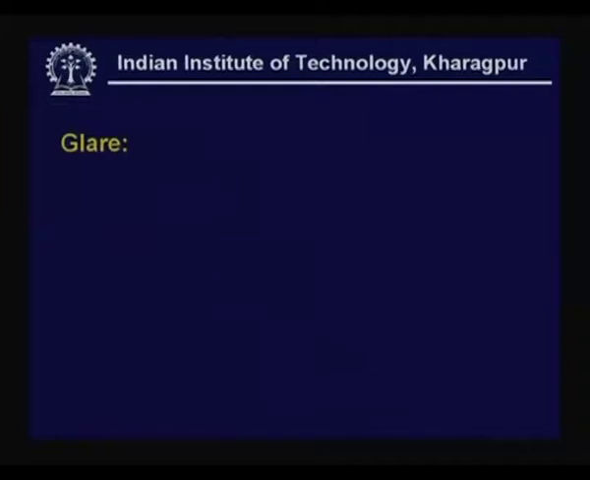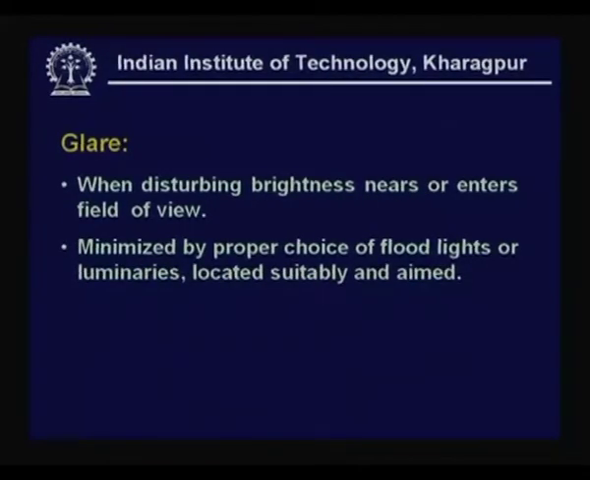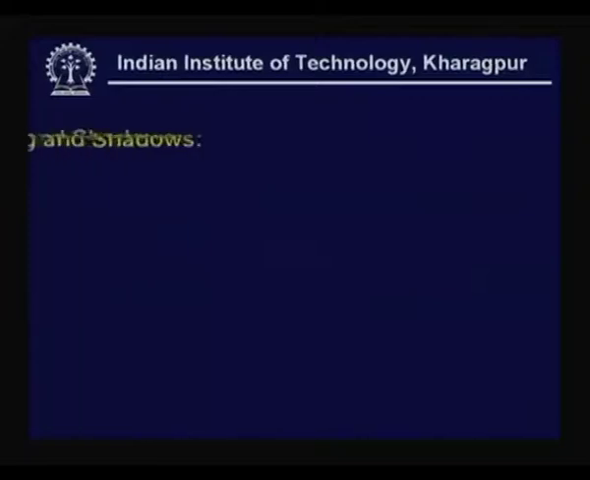Now, if we talk of glare, by definition we had already looked at it in a detailed manner in the lecture on glare. The disturbing brightness in the field of view is what we call glare, and when it enters or is near, we call it glare, and this can be eliminated by an appropriate choice. If the lamps are mounted well above and suitably aimed, this can be minimized.